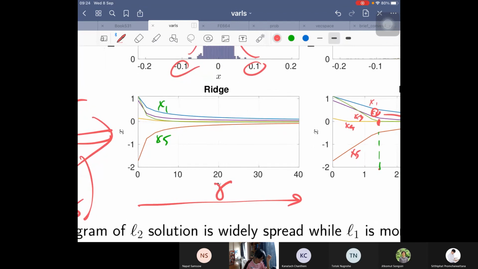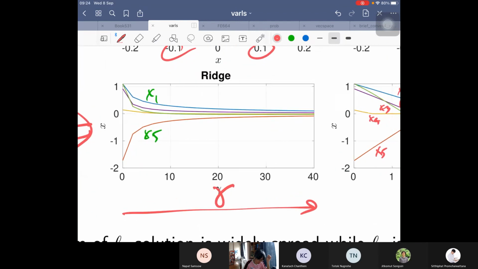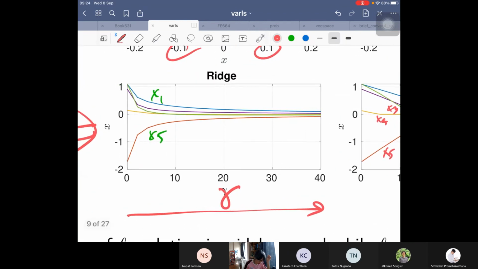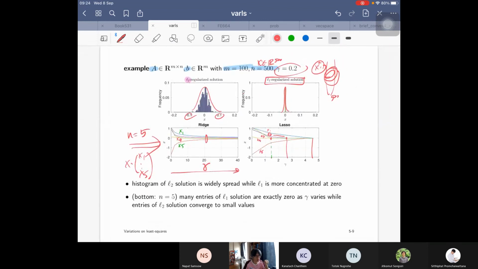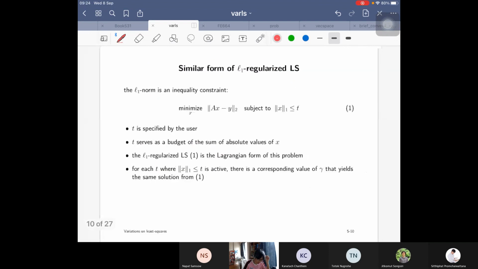While for the ridge or Tikhonov solution, we see that as you increase gamma, the entries of x become smaller and smaller, but they are not exactly 0. They just have tails of small values. So these are the two main different behaviors of L1 and L2 norm regularized least square.